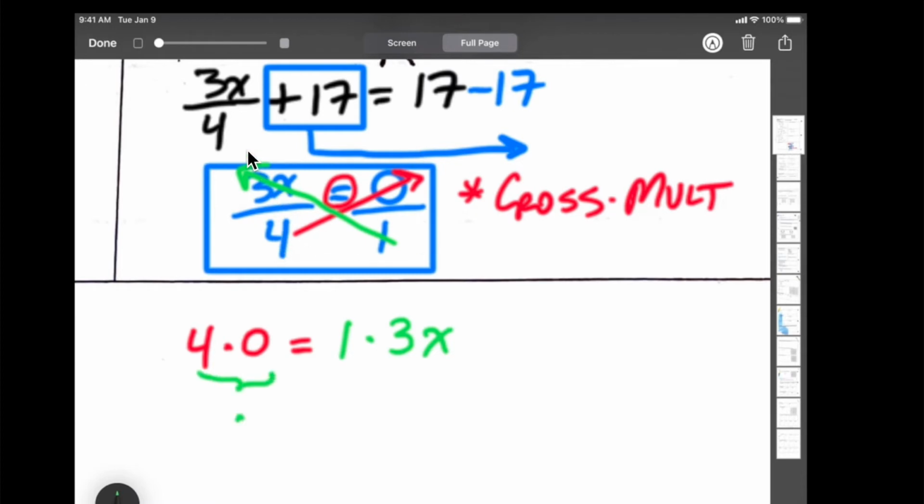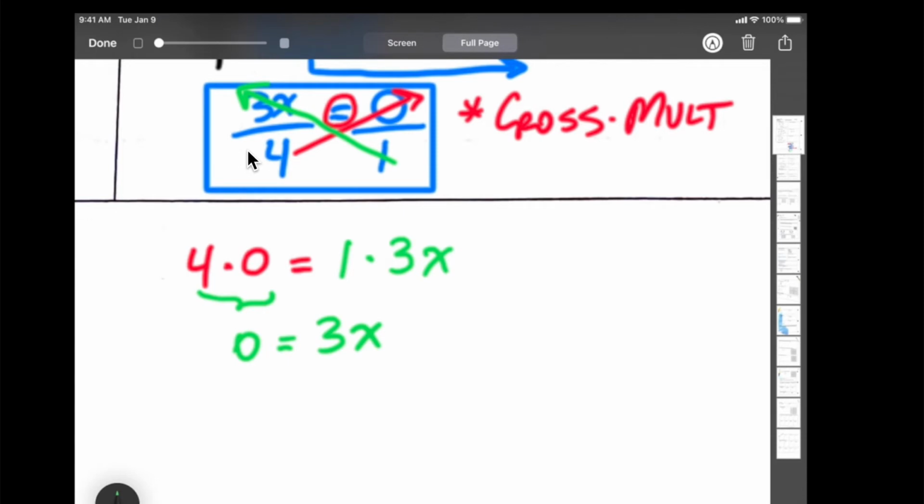4 times 0 is 0. 1 times 3x is 3x. Still not done because we have a neighbor next to x. At this point, we're going to divide both sides by 3, and we're going to end up with x equals 0.